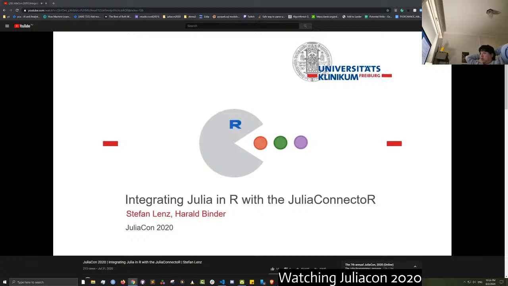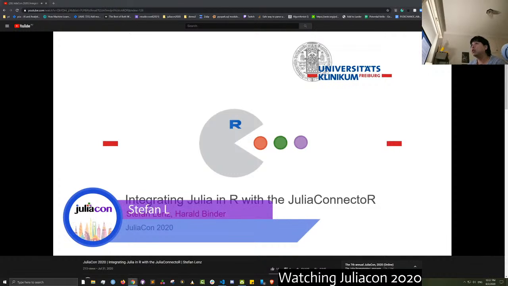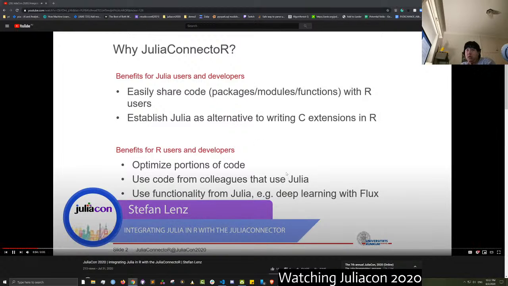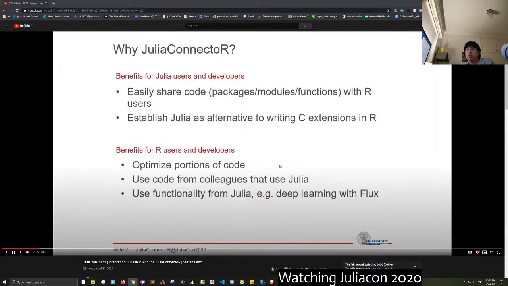Hello, my name is Stefan Lenz and I would like to present our package Julia connector to you. It is actually an R package, not a Julia package. This brings us to the first question. Why would you be interested in that if you are here at a Julia conference?